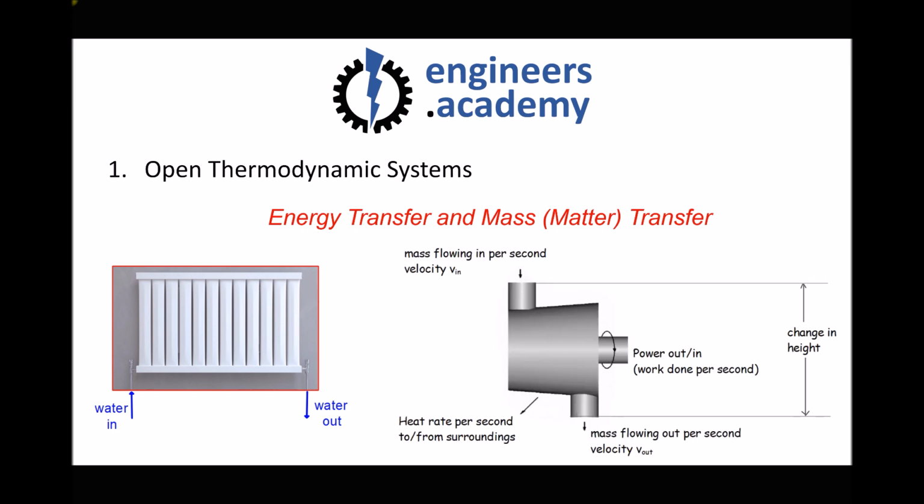A more typical example might be some kind of turbine that's used to expand steam. And once again, we see that mass flows into the system, and we also see that mass flows out of the system. The key difference between our radiator is that the radiator is transferring heat to the surroundings, and our turbine here is transferring work or power to the surroundings, or outside of the thermodynamic system.